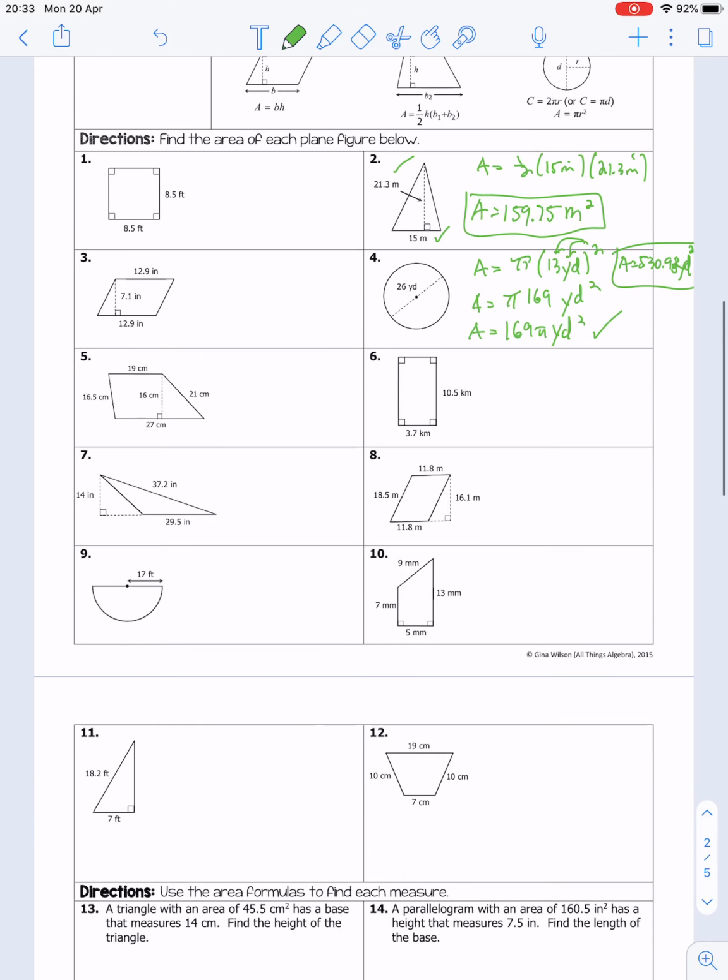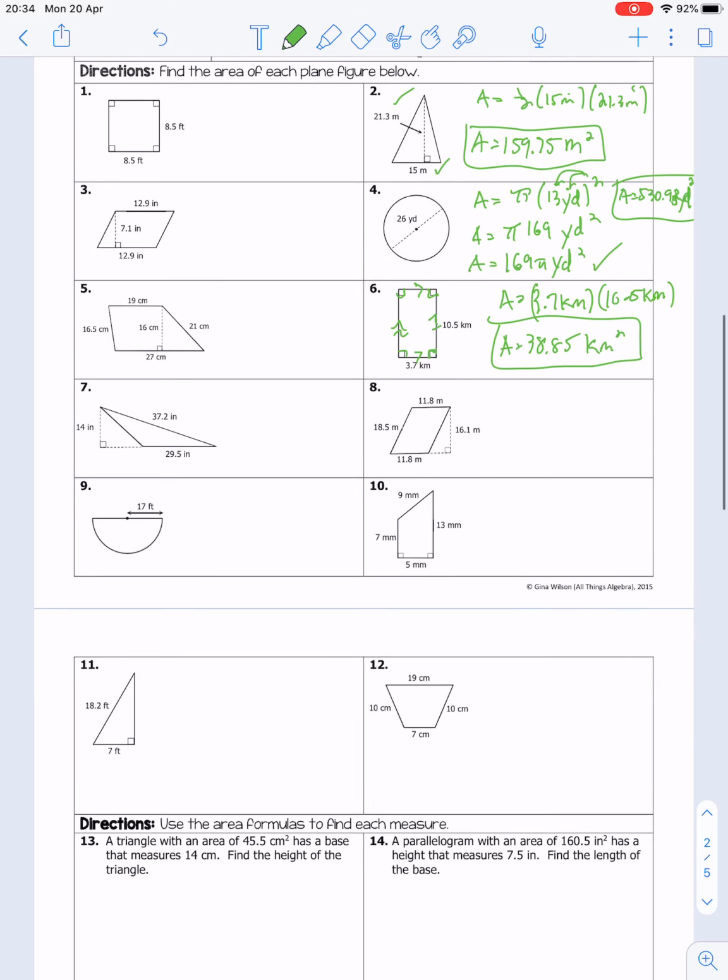Number 6, that is a rectangle. We know that because we have 2 sets of perpendicular sides, which means these are parallel, which means the opposite sides are the same. So we get 3.7 kilometers times 10.5 kilometers. And that's going to give us kilometers times kilometers, it's kilometers squared. 3.7 times 10.5, 38.85. And there we go. Number 6, done.